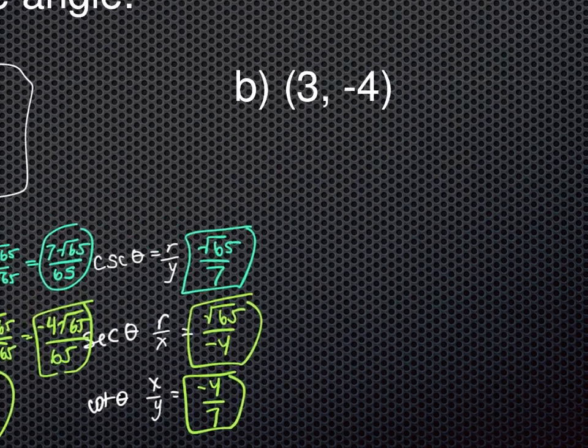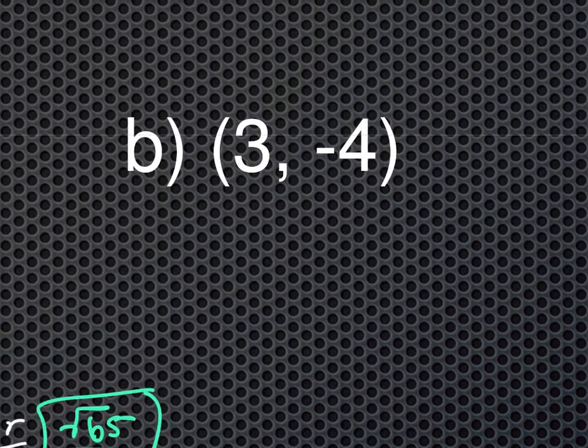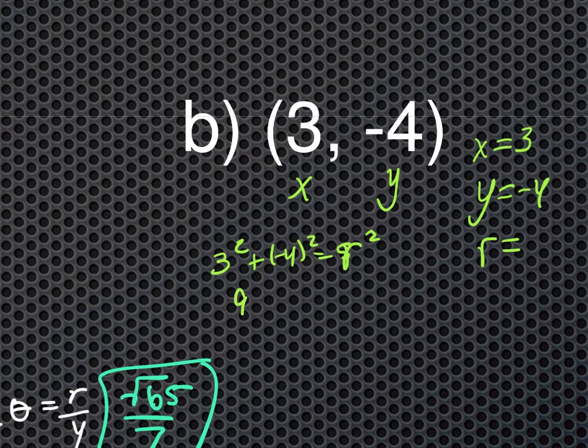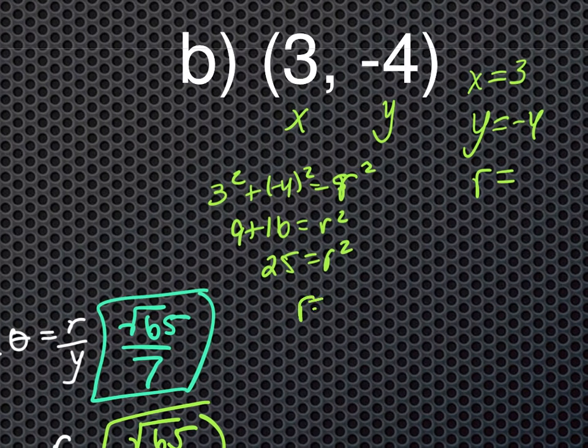Okay, last one. Here we go. What did they give me? X and Y. So I'm going to write down real quick. X equals 3. Y is negative 4. Do you guys already know what r equals? Yeah, 5, but we'll just work it out real quick. 3 squared plus negative 4 squared equals r squared. 9 plus 16 equals r squared. 25 equals r squared. R equals 5.